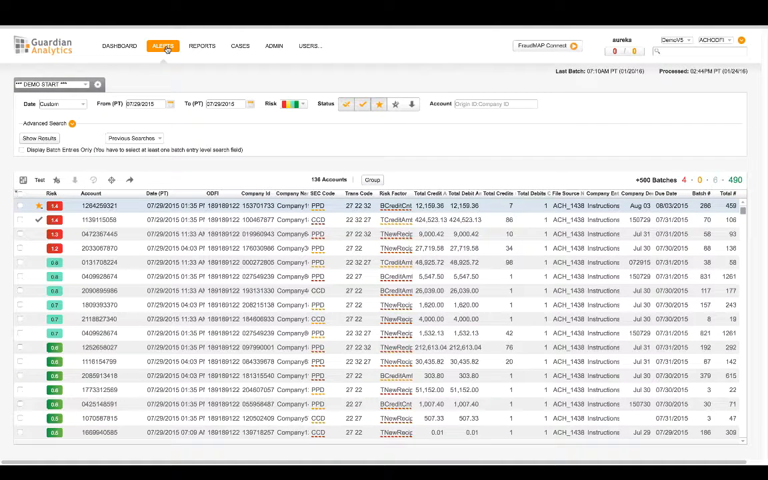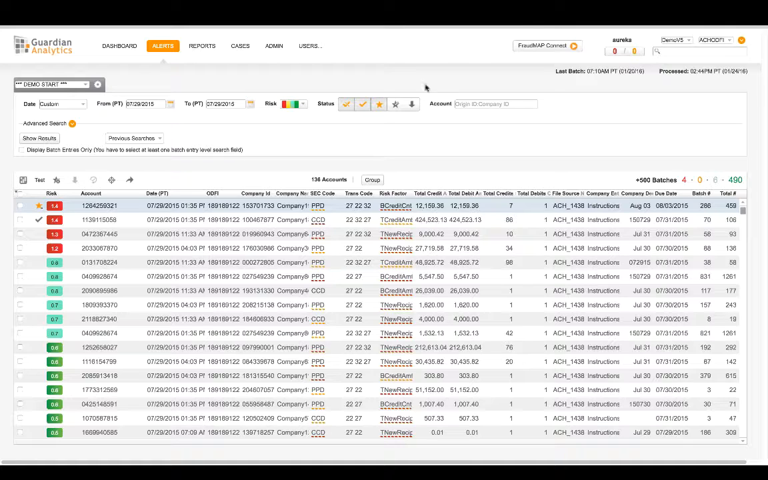Now, before we start, I'd like to point out that all the data that you're going to look at is real customer data, and we have obfuscated some of the important information like account numbers so that we can show you how the solution works in the real world.